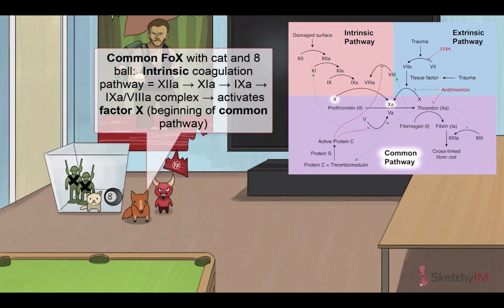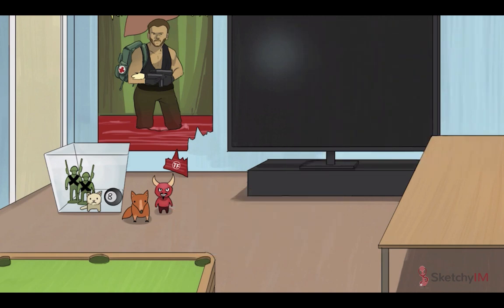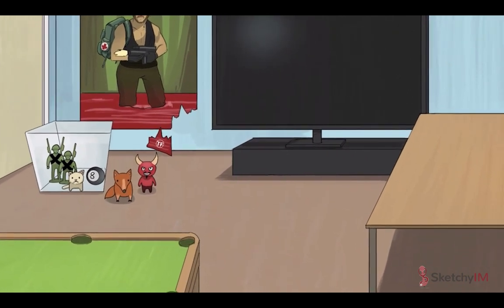Yep, that factor 10 fox is where the intrinsic and extrinsic pathways converge. Now, these two pathways aren't completely isolated from each other. The tissue factor 7 complex from the extrinsic pathway, for example, also activates factor 9 inside the box, part of the intrinsic pathway. It's just one big happy coagulation family.